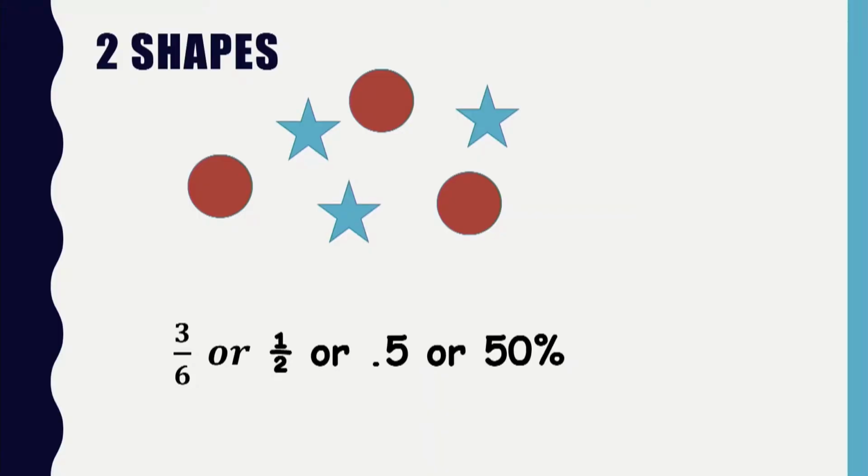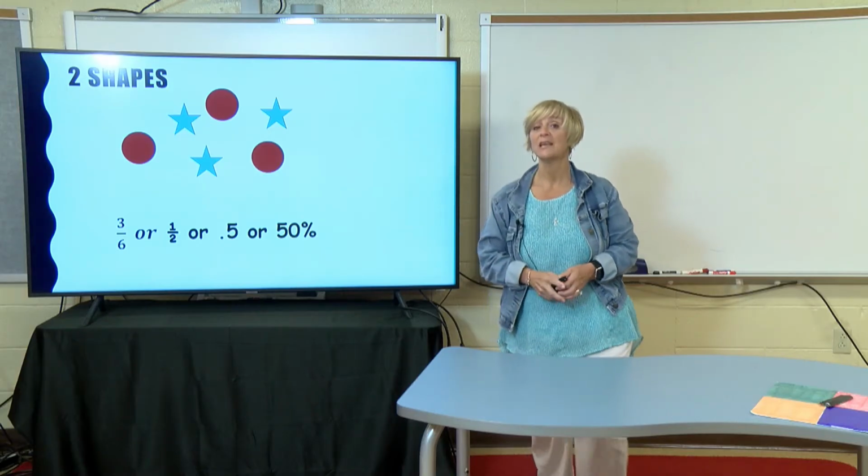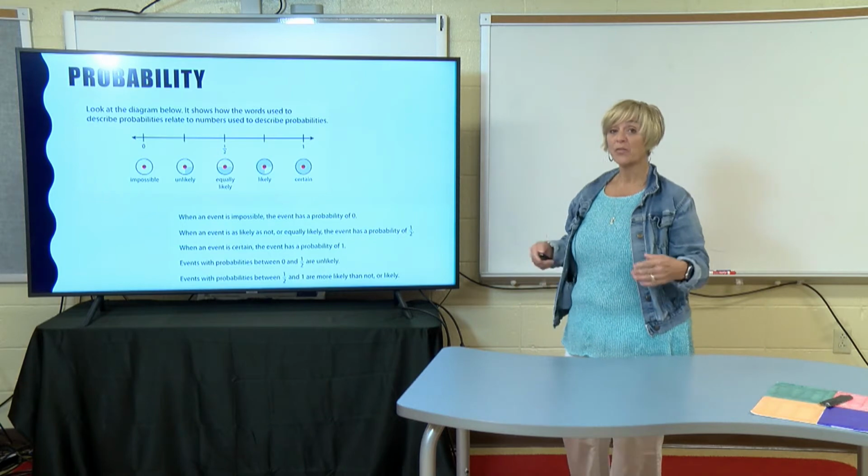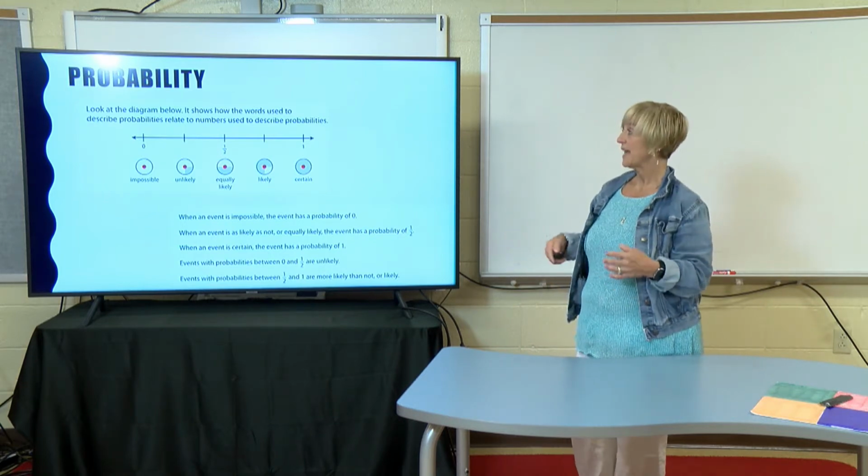Well, how many stars do we have? 3. And we have a total of 6 shapes. So my probability of pulling a star out of my bag is 3 out of 6, which is the same as 1/2 or 0.5 or 50%. So I have a 50% chance of pulling a star out of the bag, just like I have a 50% chance of pulling a circle, because they are equal. There's 3 stars and 3 circles. So let's look at this diagram talking about our vocabulary words and our probability.